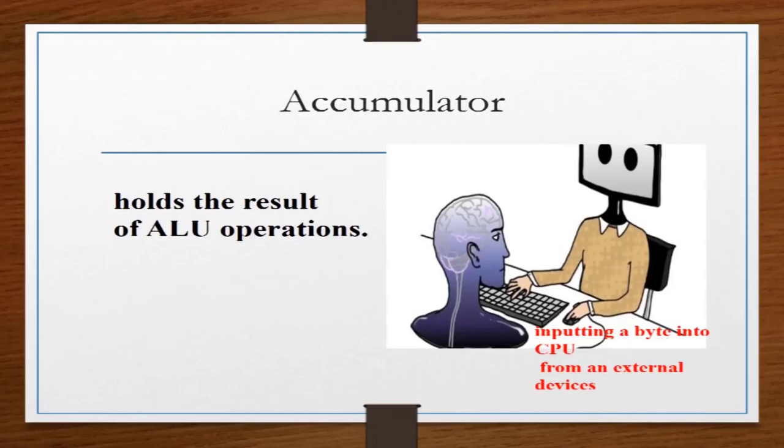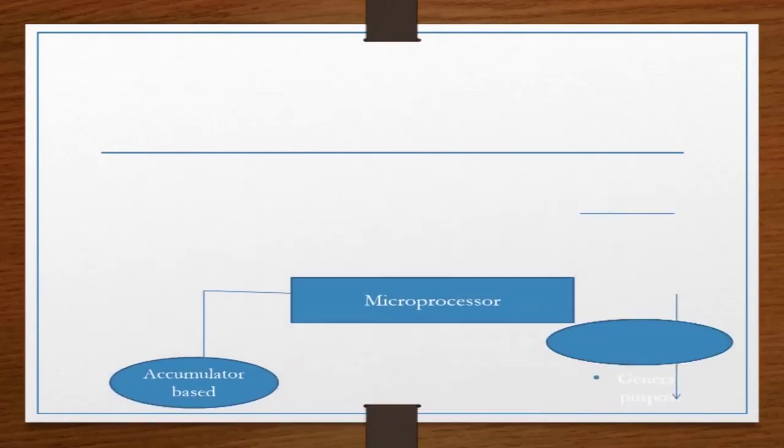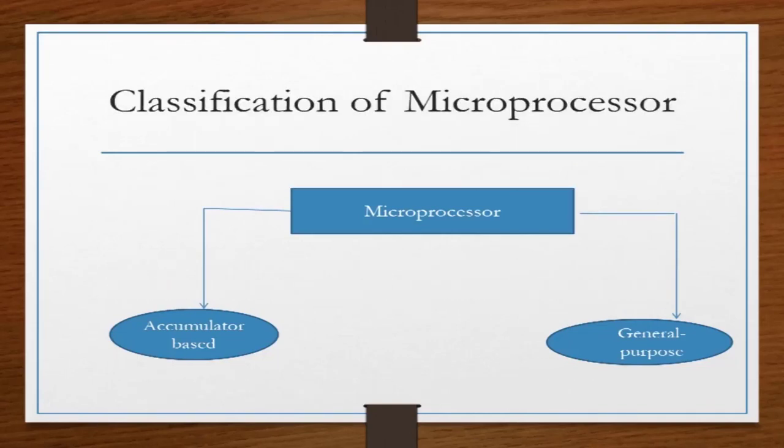Some microprocessors, such as the Motorola 6809, have more than one accumulator. In these microprocessors, the accumulator to be used by the instruction is specified in the opcode. Depending on the register section, the microprocessor can be classified either as accumulator-based or general-purpose register-based.